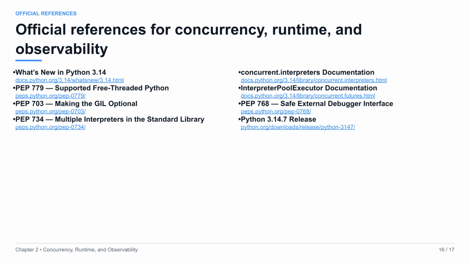The free-threading proposals distinguish the long-term plan from the specific supported status decision in Python 3.14. The multiple interpreters proposal and standard library documentation describe both isolation guarantees and present limitations. The external debugger proposal explains the security and execution model behind remote attachment. Use these sources together. Proposals provide rationale, while the current library and release documentation define the behavior that applications should test.